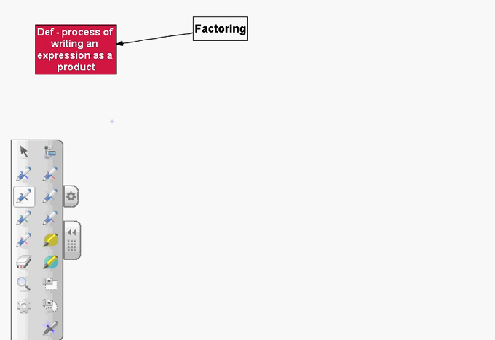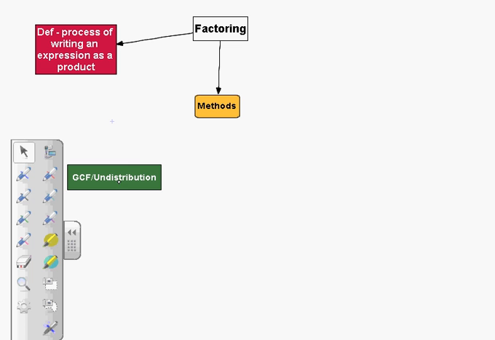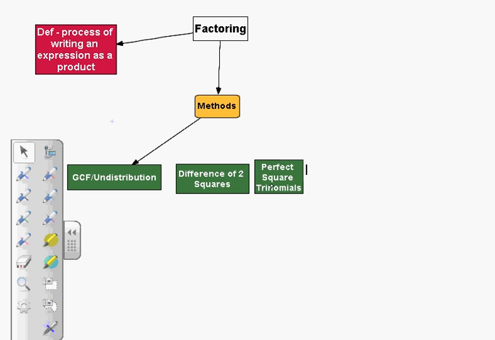Okay, so then we've got the methods of factoring, of which there are several. So for our methods of factoring, the first one that we always tend to look for is something called greatest common factor or undistribution. Okay, and then we want to be mindful of looking for some special pattern factorings, and they could be something like a difference of two squares or a perfect square trinomial. Okay, and they have special patterns for them that we'll talk about in a bit.